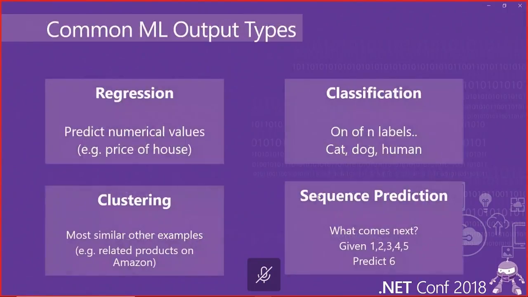Some machine learning types: we have regression, which is to predict numerical values like the price of a house; classification, so whether this is a cat, human, or whatever; clustering, finding the most similar to other examples, for example the related products on Amazon. And then we have sequence prediction. If we have a sequence 1, 2, 3, 4, 5, we want to predict the next number.